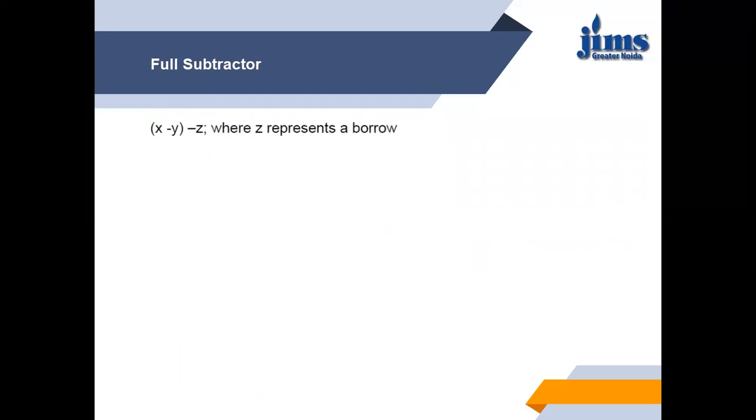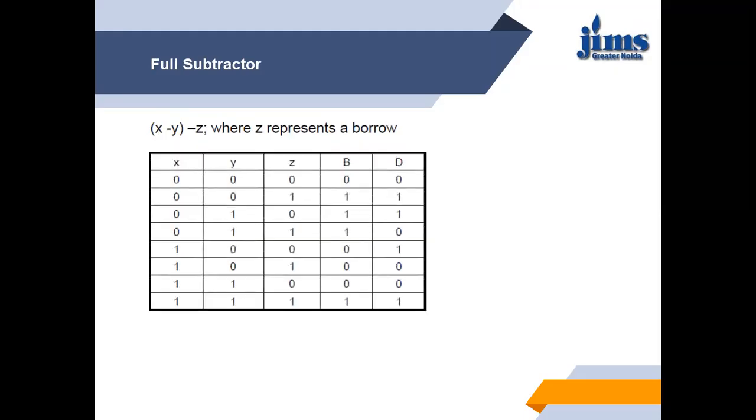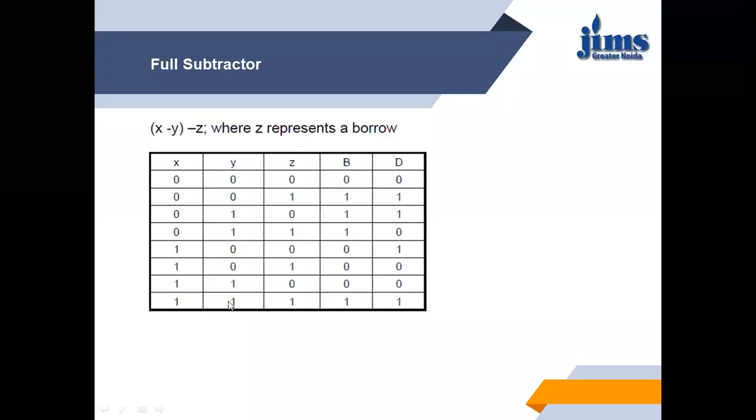Now when we move to the full subtractor, the full subtractor does the operation x minus y, and whatever is the result, then z is subtracted from that particular result. So we can draw the truth table for the full subtractor. Here we have 3 inputs x, y and z. With the 3 inputs, we have 8 different combinations ranging from 0, 0, 0 to 1, 1, 1, as we have discussed earlier. So output again will be 2. One is the Borrow, another one is difference.